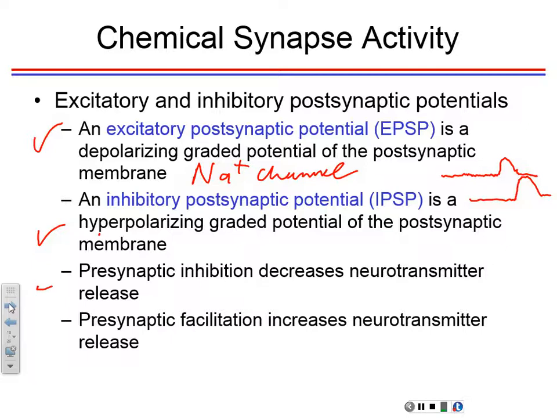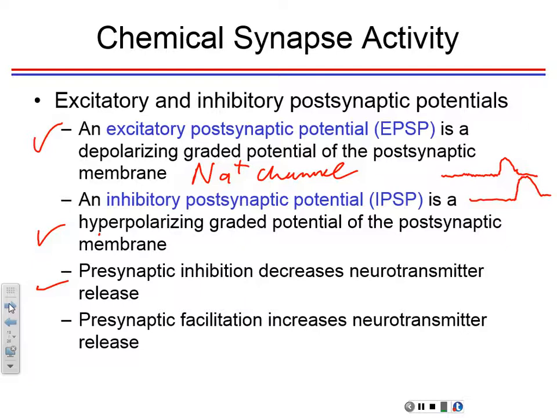So presynaptic inhibition decreases neurotransmitter release, all right? That's in a neuromodulator kind of fashion. You can reduce the amount of neurotransmitter that goes there so that you only get a little graded potential that probably doesn't do anything because it won't reach threshold. So you inhibit.